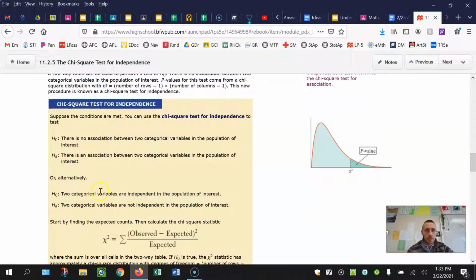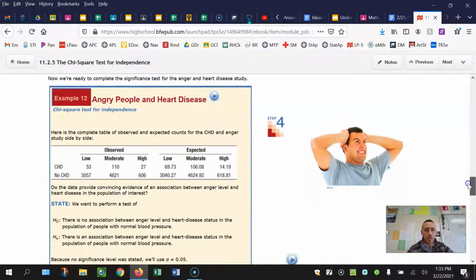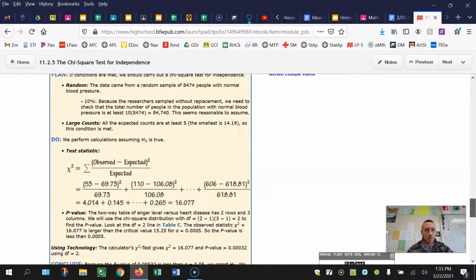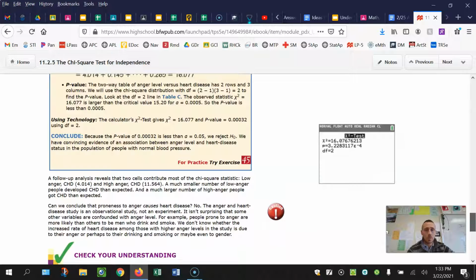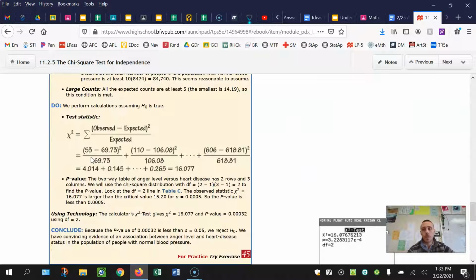So summary, as I mentioned before, there's two ways you could state the null and alternative. Chi-square test statistic is the same. The way that we calculate the p-value is the same. The way that we get our expected counts is the same. Degrees of freedom are calculated the same way. It's going to be the number of rows minus 1 times columns minus 1, not including the totals.